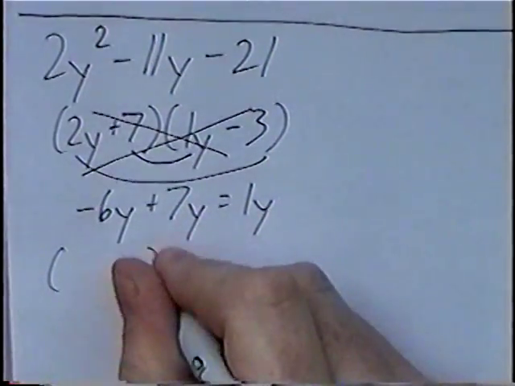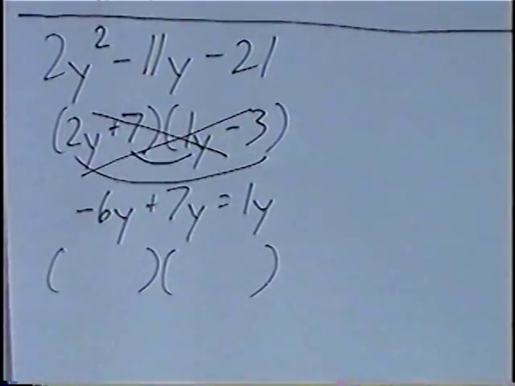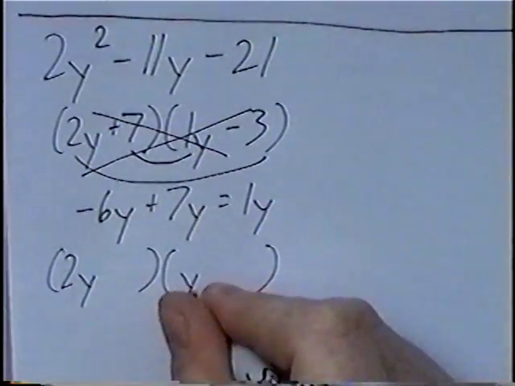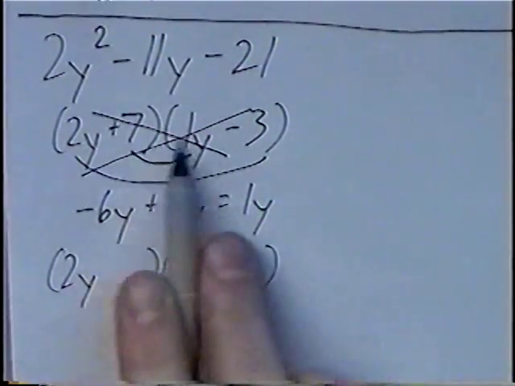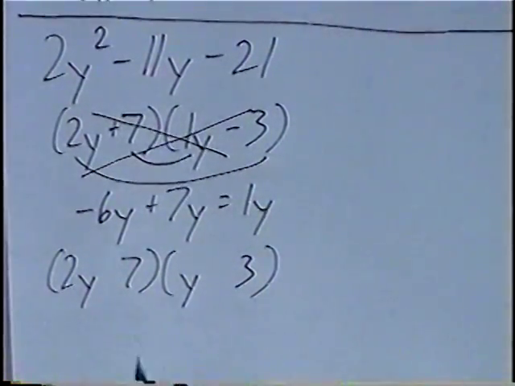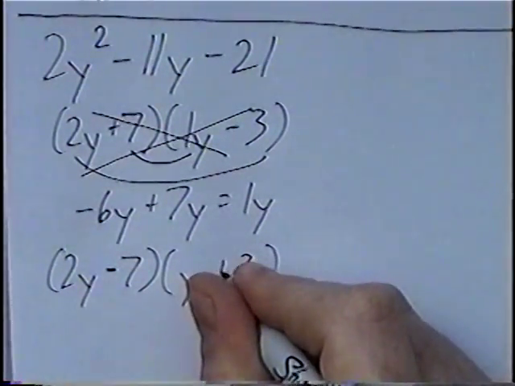Guess and check again. We take two parentheses. If we want to, we can keep 2y and y the same. The 7 and the 3 we can also keep the same. But to guess this time, we can switch the positive and negative signs. So we can make it a -7 and a +3.